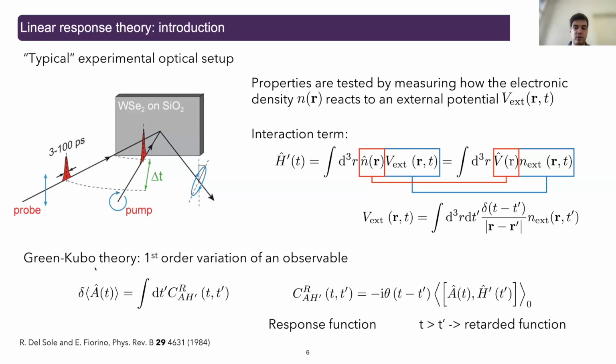Now, following the Green-Kubo theory, we know how to express the first order contribution to the variation of an expectation value of any observable using this expression that is defined via the retarded response function. This function is expressed as the commutator of the operator associated with the observable and the interaction Hamiltonian averaged over the ground state. Why do we take a retarded function? That is to say, why must t be greater than t prime? Well, this is because the response to an external field cannot happen before the field acts on the system. Otherwise, you'd be breaking causality.